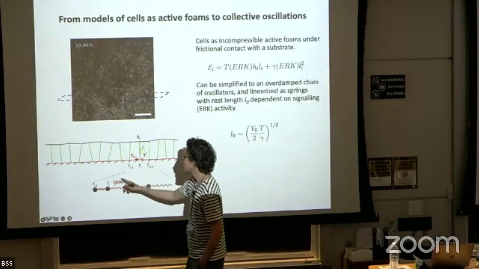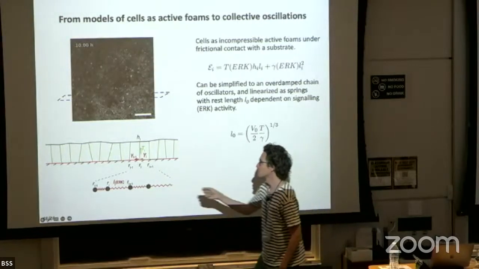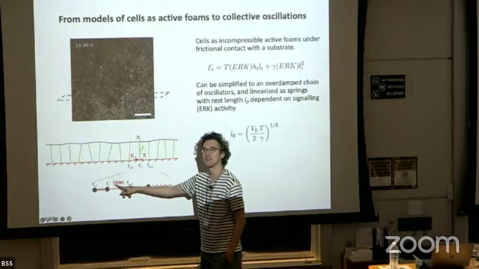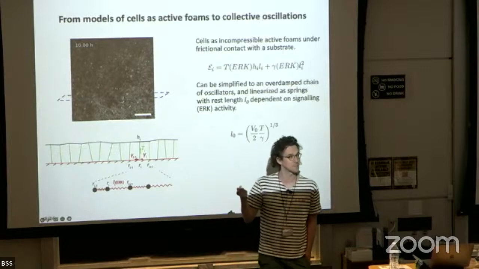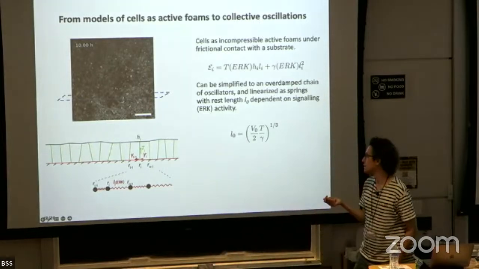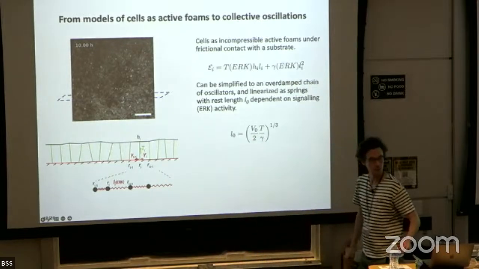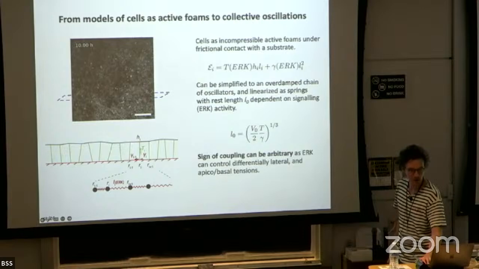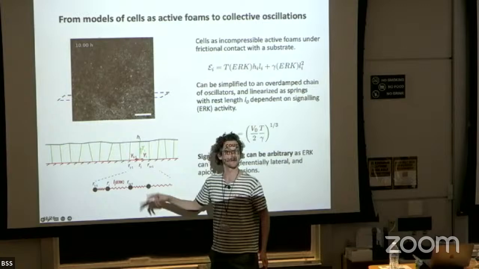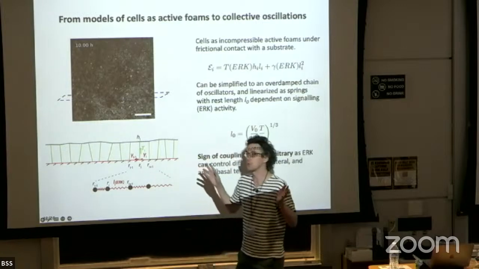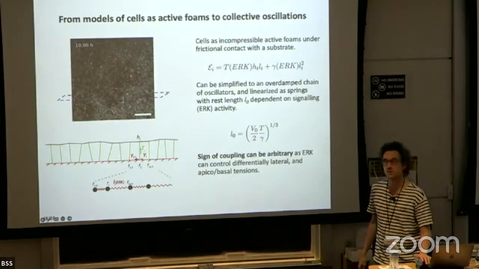But the thing which is nice, which doesn't show up in usual models, is that you have an overdamped chain of springs where the rest length of the spring depends on your biochemical activity, a variable in the system that's going to evolve in time. That's going to be the key that gives rise to your wave instabilities. And it should be said that the sign of the coupling, whether ERK increases or decreases the rest length of the cell, is completely arbitrary and needs biological experiment. There are no first principles that can tell us what this is.